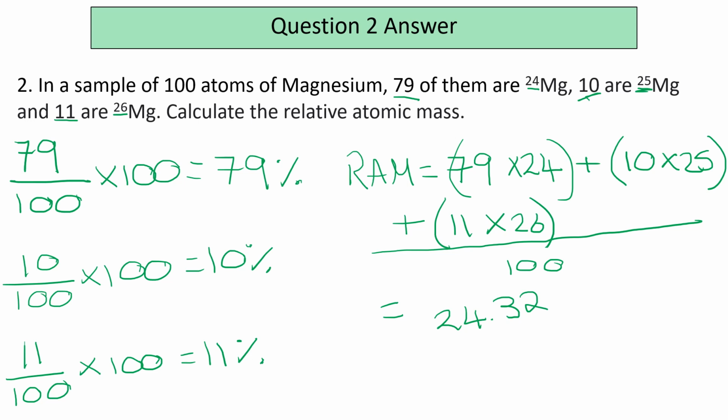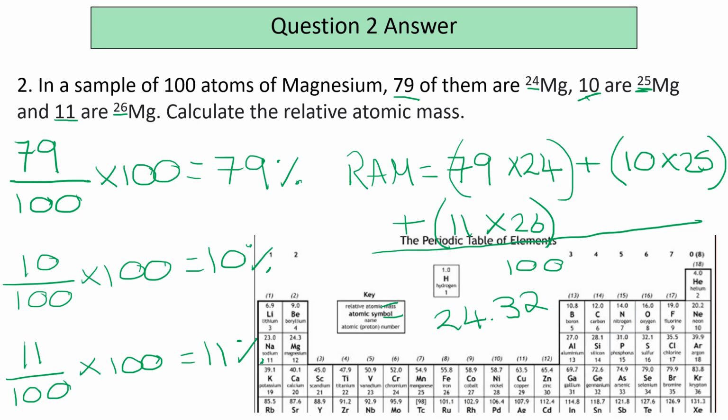Now on the periodic table, you can see that magnesium, in fact, with a more accurate periodic table, has a mass number of 24.3. On our periodic table, the GCSE one, it will be more like 24 rounded to a whole number.